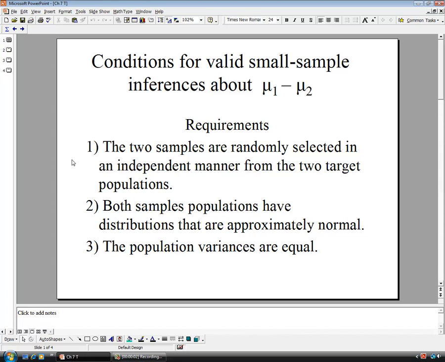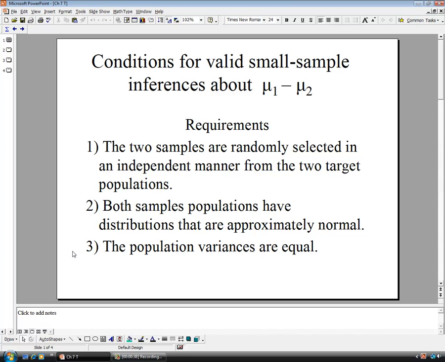Dealing with small samples when you're looking for inferences about two different population means or their difference. So our requirements are going to be: we have to take randomly selected data samples from each population, done in an independent manner. Both samples must have distributions that are approximately normal. So the populations that they're coming from must be approximately normal. Since we won't have a sufficiently large set of data, we're going to need to know that.